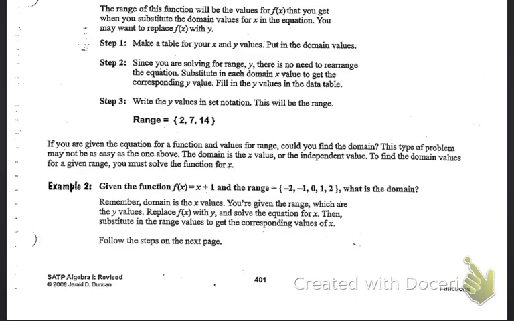Example 2. Given the function f of x equals x plus 1 and the range -2, -1, 0, 1, and 2, what is the domain? Our range is our y, our domain is our x, and f of x equals x plus 1 can be written as y equals x plus 1. So this time we'll be plugging in our values for our y.